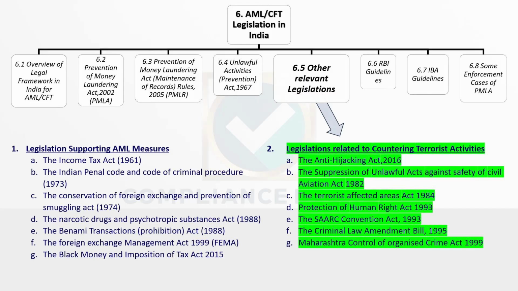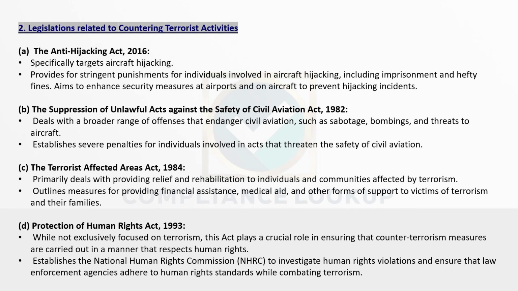legislations related to countering terrorist activities. First, the Anti-Hijacking Act 2016. This law is specifically designed to target aircraft hijacking and provide strict punishments for those involved. Its key provisions are: first, imprisonment for life or even the death penalty if a hijacking leads to fatalities.